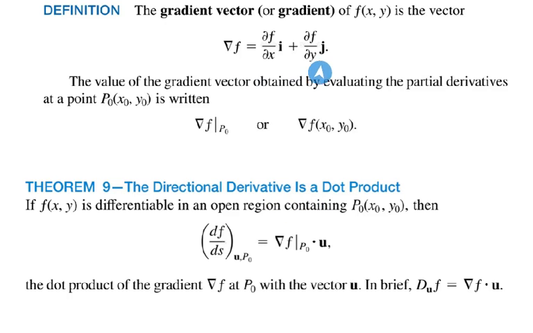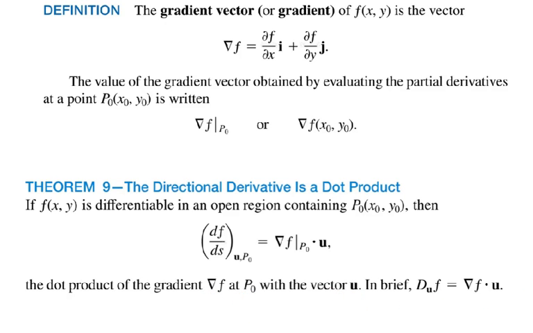So now that we understand what a gradient is, if we have a multivariable function which is differentiable in some region R containing a point p naught, then that directional derivative, so the derivative in the direction of u at the point, is equal to the gradient evaluated at the point dotted with u, the unit vector giving us the direction. So the dot product is the gradient of f at p with the vector u.